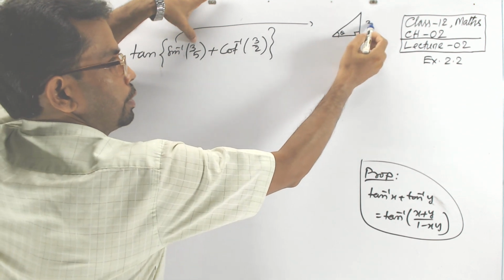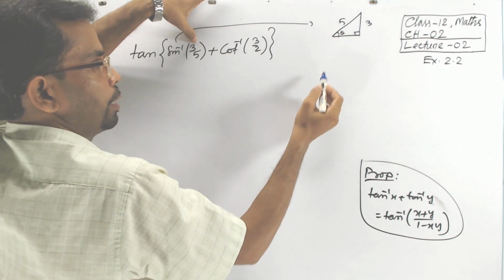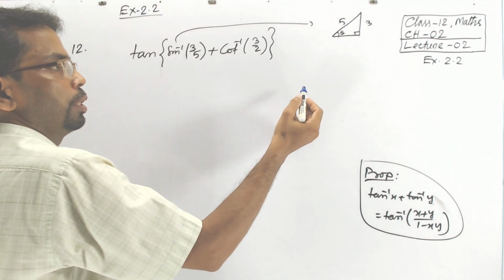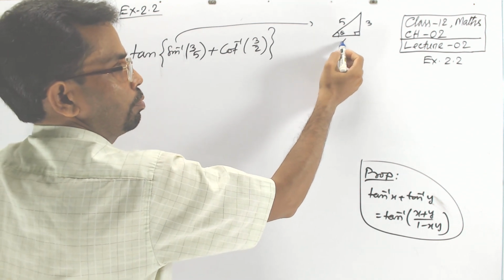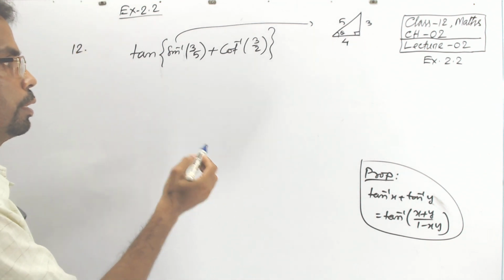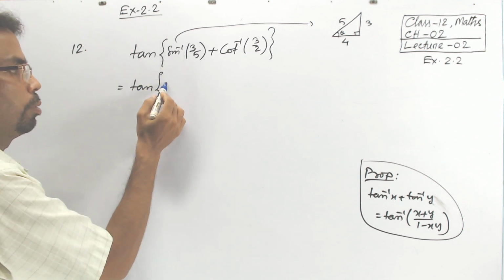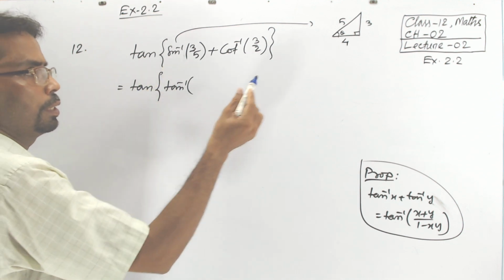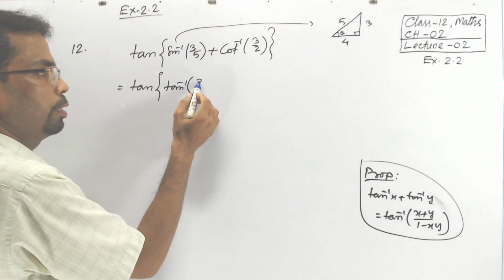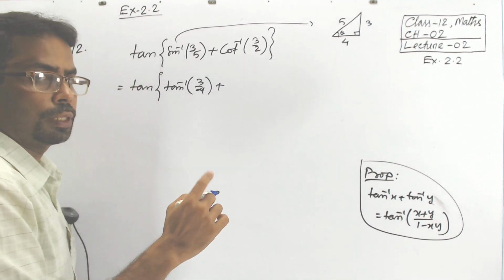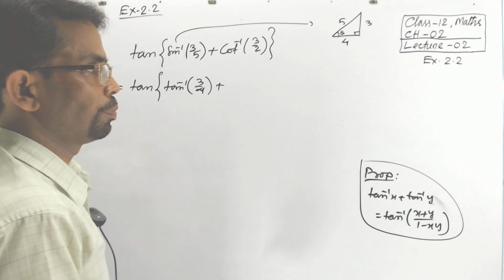That means here base is 3, perpendicular is 3, hypotenuse is 5. And using Pythagoras theorem, you can easily find out this will be 4. Then you see sin inverse will now become tan inverse. How much? Tan theta is perpendicular by base, so tan inverse 3 by 4. You can easily convert any ratio to any other.